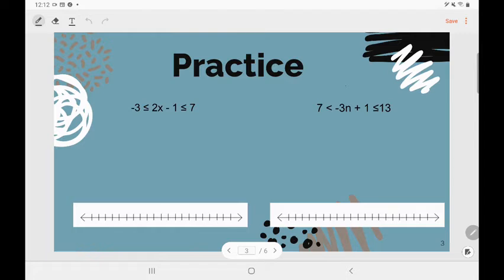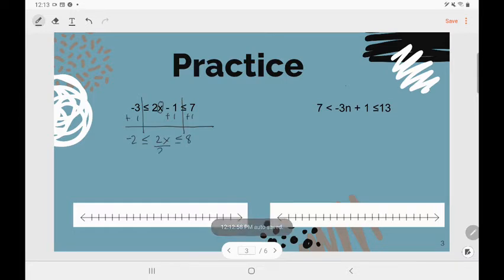Go ahead and press pause and practice these two problems. All right, to begin, remember I need to separate this out into my two different inequalities, and I'm going to solve the center for x this time. So I'm going to begin by adding 1 to all of the sides. I end up with negative 2 is less than or equal to 2x is less than or equal to 8.